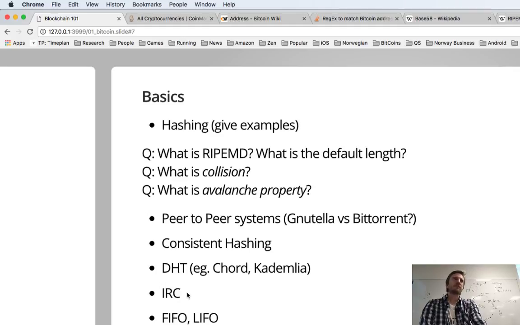Any guesses? Why do you think I have IRC in the list of technologies which are useful for cryptocurrencies? Any ideas?